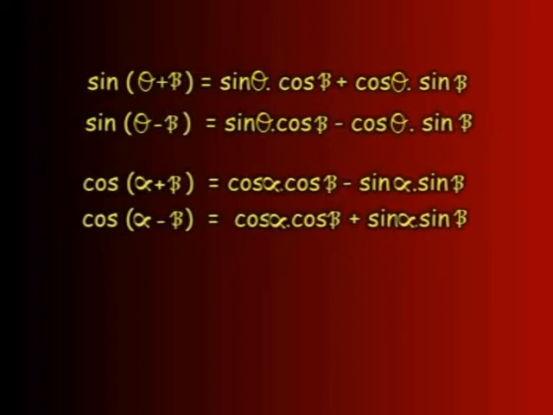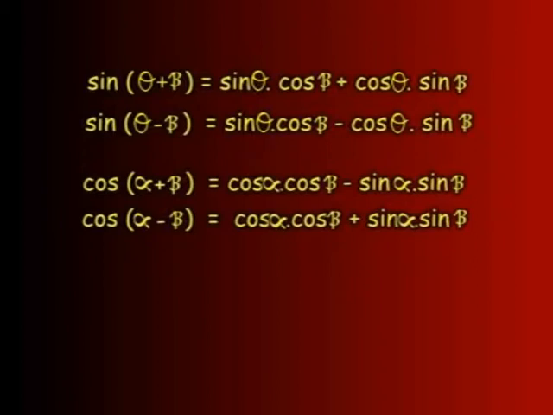Sine of theta minus beta equals sine of theta times cos beta minus cos of theta times sine of beta. Cos of alpha plus beta is equal to cos of alpha times cos of beta minus sine of alpha times sine of beta. Cos of alpha minus beta is equal to cos of alpha times cos beta plus sine alpha times sine beta.